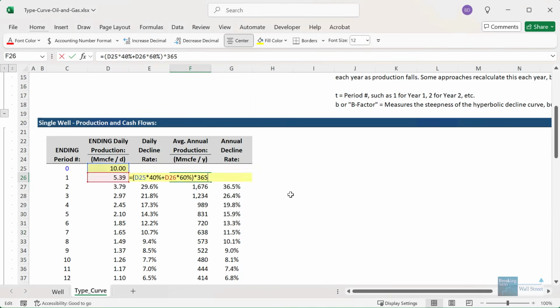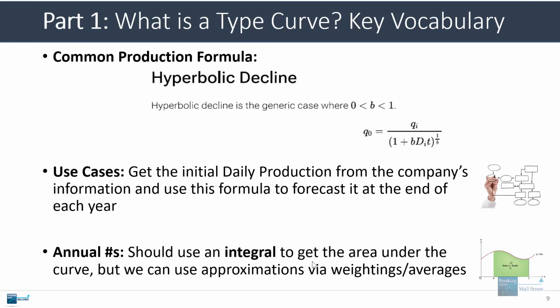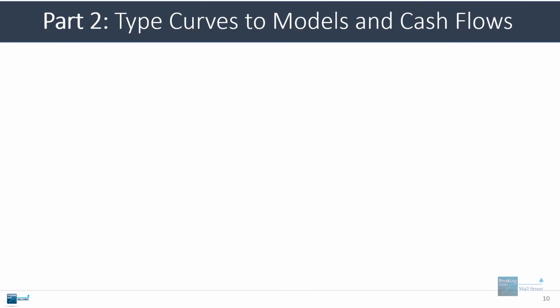I'm just using a simple numerical approximation here, and then after the first year, I'm just taking averages and then multiplying by 365 to get the annual production numbers. This is not really the ideal way to do it, but for a quick analysis or estimate like this, it's fine for our purposes. So that gives you an idea of what the shape of the production from a single well looks like. And of course, the next task is to move from this to an actual model or some type of cash flow projection.